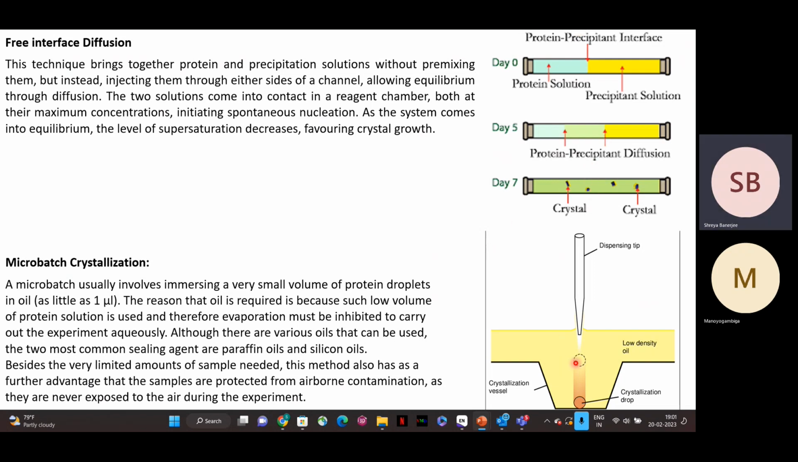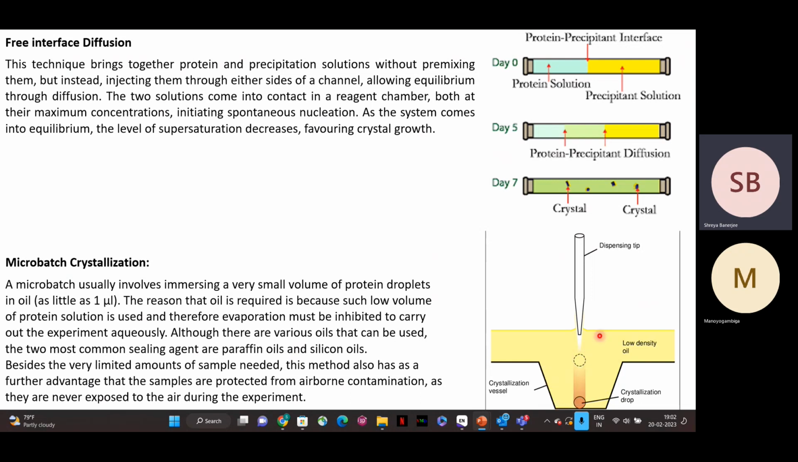Another method is the microbatch crystallization. So what this involves is a very small volume of protein droplets, as little as 1 microliter, immersed in oil. The reason that oil is used is because in such low volume of protein solution, evaporation can occur. And if rapid evaporation occurs, crystallization will not occur. That is why the oil is used, so that this evaporation is inhibited. The most common oils used are paraffin oils and silicon oils.